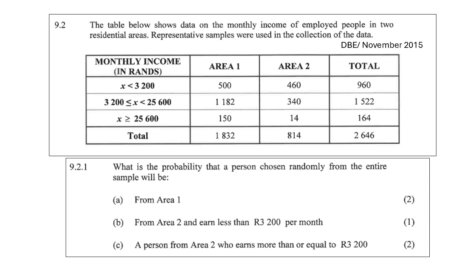Then the last column gives us the total in each category. In total, in the two areas combined, there are 960 people who earn less than 3,200, 1,522 who earn 3,200 rand or more but less than 25,600 rand, and 164 people who earn 25,600 rands or more. In total, there were 2,646 people's incomes used in this table. Now let's look at the questions that were asked on this contingency table.